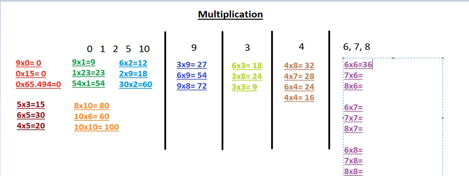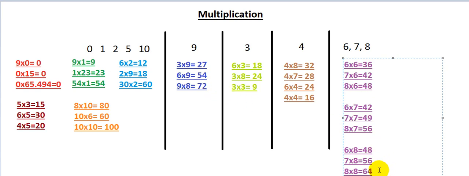Six times 6 makes 36. 7 times 6 makes 42. 8 times 6 makes 48. 6 times 7 makes 42. 7 times 7 makes 49. 8 times 7 makes 56. 6 times 8 makes 48. 7 times 8 makes 56. And 8 times 8 makes 64.